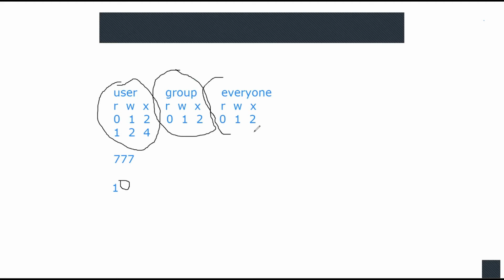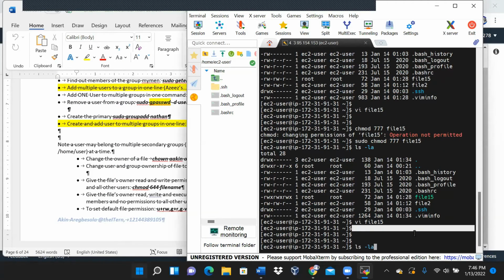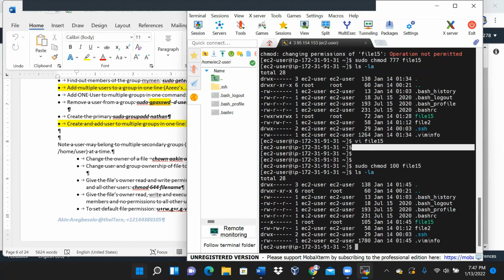And then for everyone else, I don't want them to be able to do anything. So I put 0. So if I go back to this same file now, instead of 777, I say 100, and I do ls -la, that same file now has, what did I do?